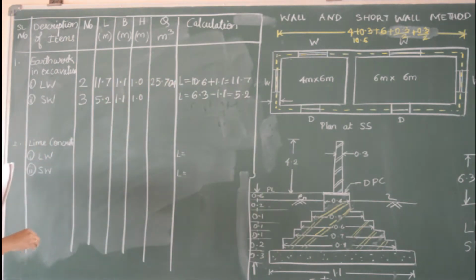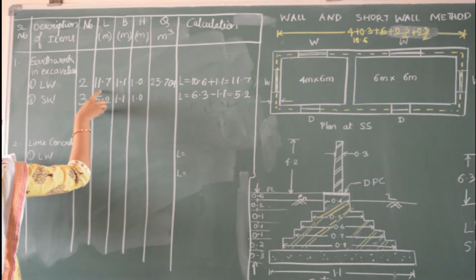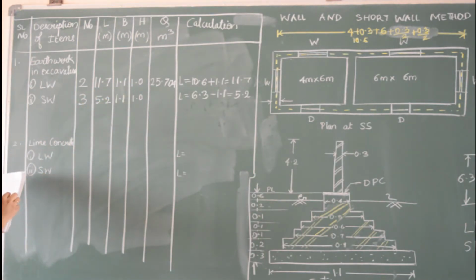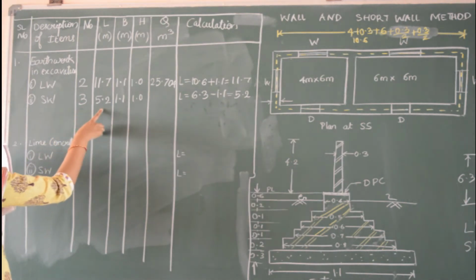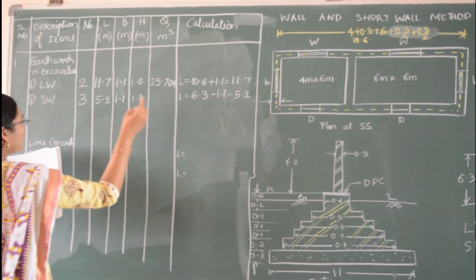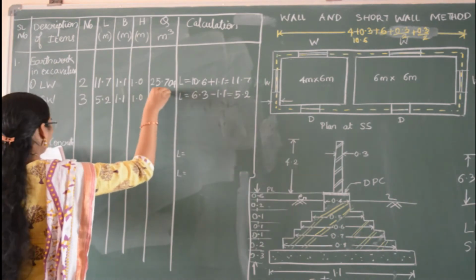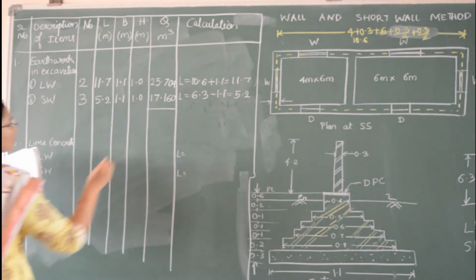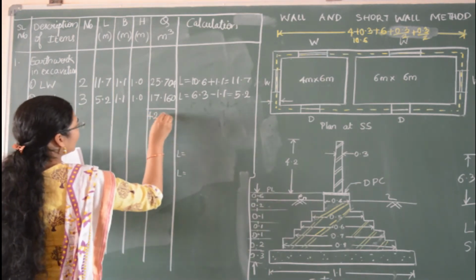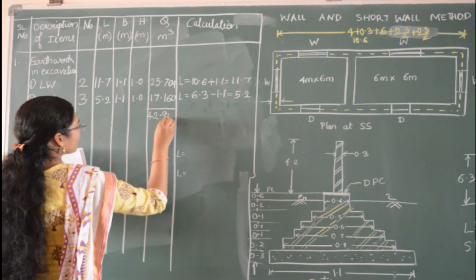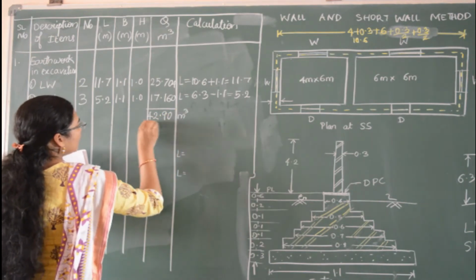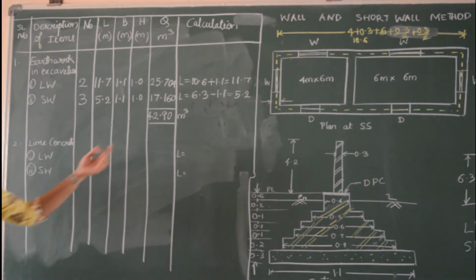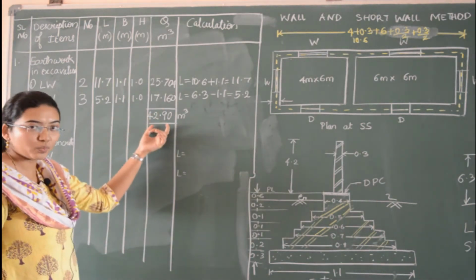So I'm getting the quantity when I multiply 2 into 11.7 into 1.1 into 1, 25.704. Similarly, when I multiply 3, 5.2, 1.1 and 1, I'll be getting 17.160. I have to add up these two values. That will be the total quantity of the earthwork. So 42.90 is the total quantity required for the earthwork.